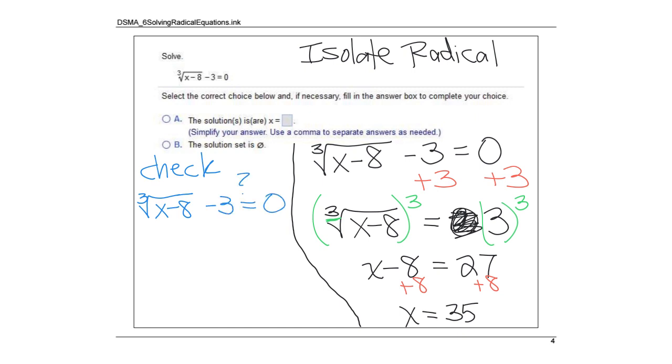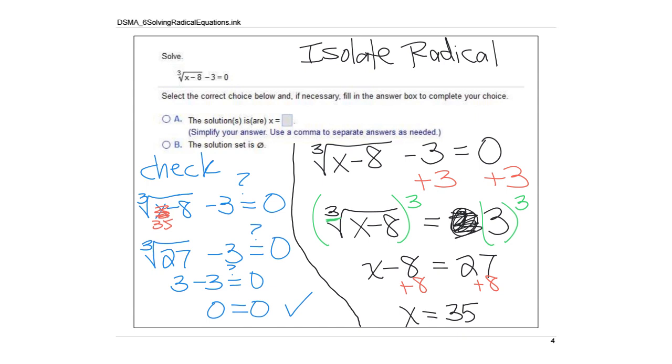And we want to check our work. Oops, I forgot to put the 35 in there. All right, so 35 is going to go in here. Okay, so that gives me the cube root of 35 minus 8 is 27, minus 3, and we want to know if that's equal to 0. So the cube root of 27 is 3. 3 minus 3, sure enough, I get 0 equal to 0. So that works. Therefore, I know that my answer is 35.